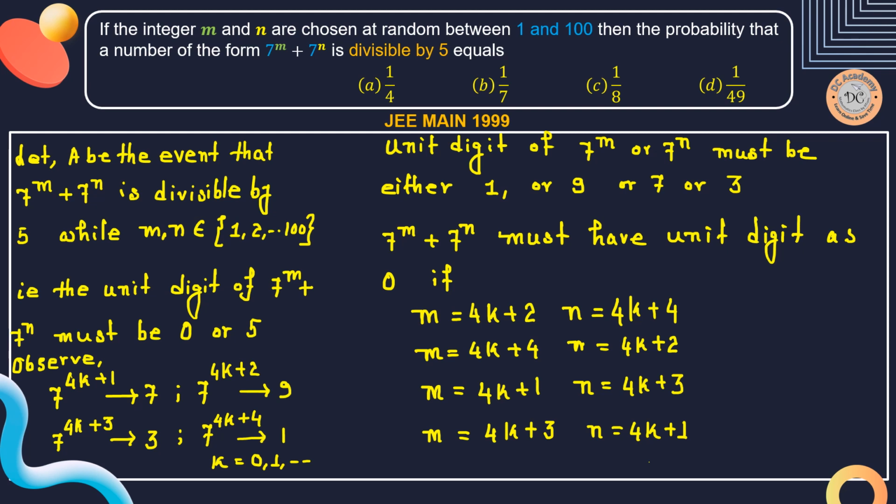Now, here observe that m and n belong to 1 to 100. So our job is to find out, using this general representation 4k plus 2, when k goes from 0, 1, 2, 3 and so on, how many integers are there in such form so that it lies between 1 to 100. So that's our job now to find out. So let's go ahead and find out.